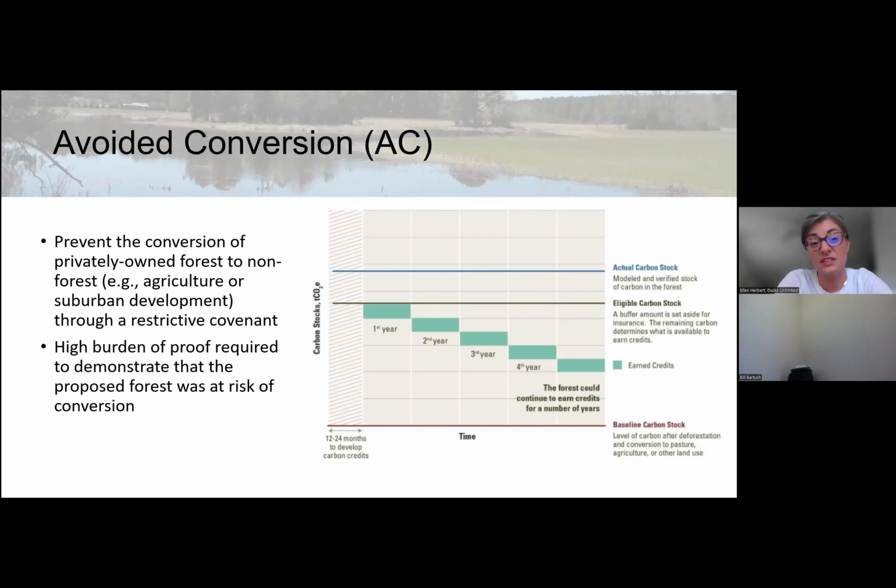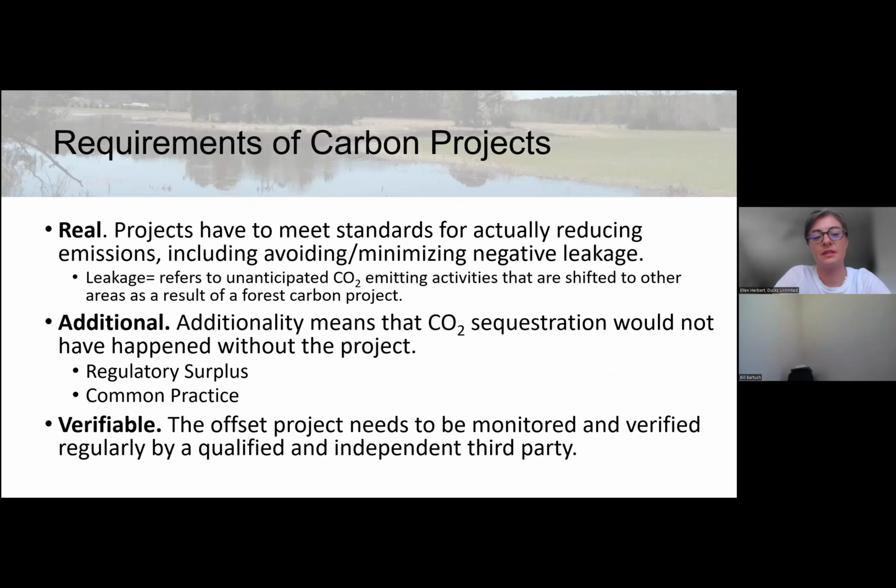So basically you're preventing the conversion of privately owned forest to non-forest, something like agricultural or suburban development, through a restrictive covenant, something like a conservation easement. As I mentioned, there's a really high burden of proof required to demonstrate that the proposed forest was at risk. And essentially you get credit over time for the amount of carbon that would have been released had it been deforested. And that's how you earn credits over time.